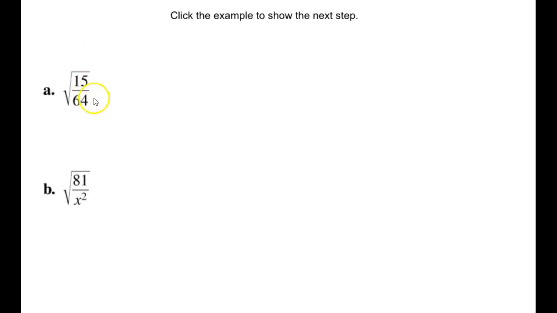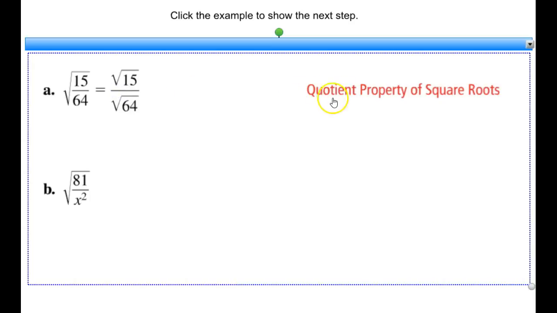So let's look at this first example. I have the square root of 15 divided by the square root of 64. So I'm going to use my quotient property and break it into its pieces. Well, I know what the square root of 64 is, so then I can simplify.